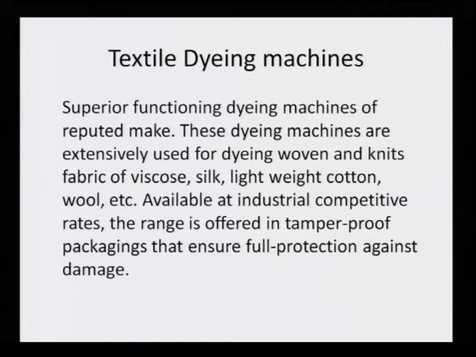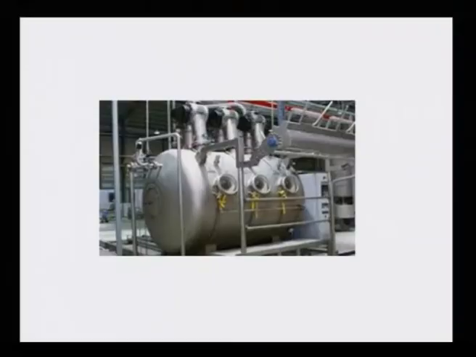Available at industrial competitive rates, the range is offered in tamper proof packaging that ensures full protection against damage. So, these are marketed in a manner which is actually very lucrative to the buyer. So, they give all kinds of advertisement to show that they are going to supply a machine which is very nicely packed and does not have any tampering. This is how the machine looks like.